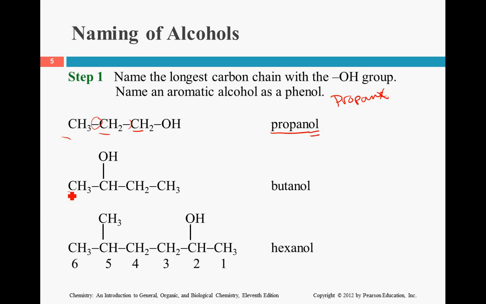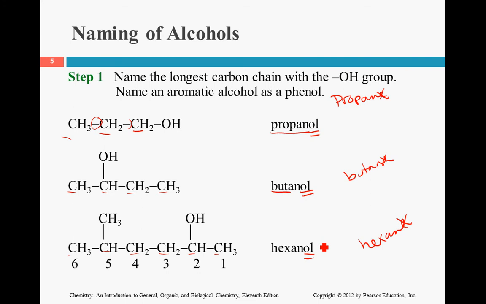The next one has 4 carbons. That's where we got bute from. Originally it was butane. Take off the E and put in an OL and you get a butanol. And then finally 6 carbons gives us hexane. Take off the E, put in the OL, and that's where we get the hexanol.